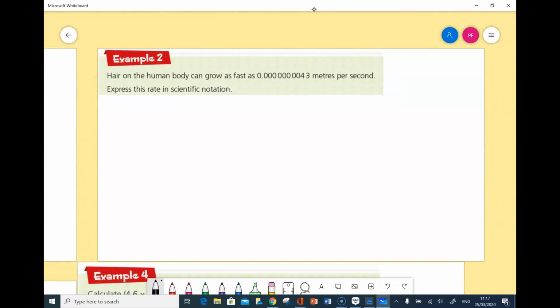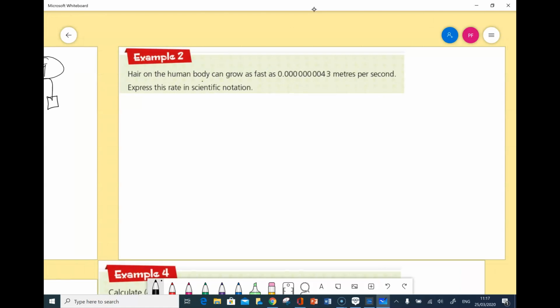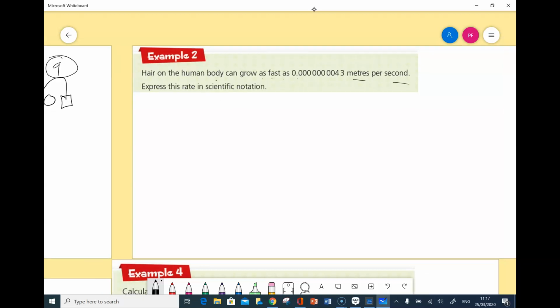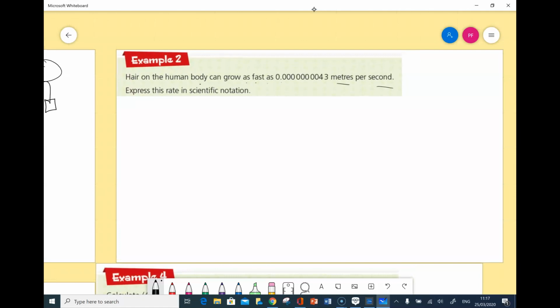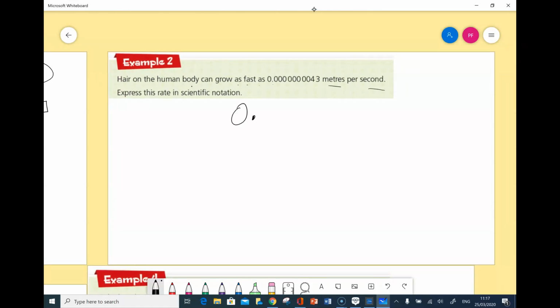Having a look at this one here. The last one we had a really, really big number. Here we're going to deal with a really, really small number. So hair on the human body can grow as fast as 0.0000000043 meters per second. Express this in scientific notation. So it's similar enough. So let's just write it down. 0.0000000043. Well, we need to put the decimal place somewhere, so we have a nice number to begin our scientific notation with. It has to be less than 10, so I'm going to put it here, 4.3.